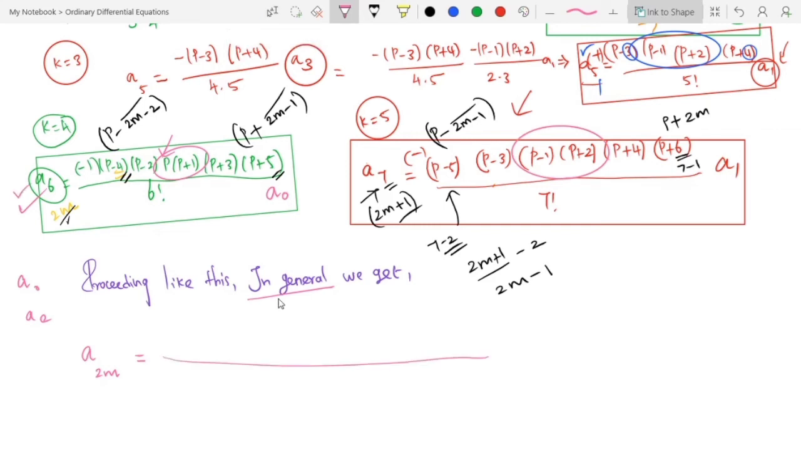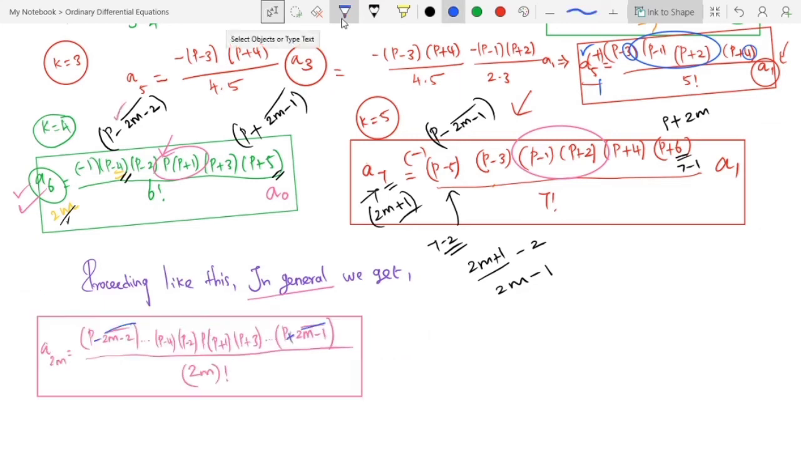General representation of A suffix even number, that is A suffix 2m is equal to P of P plus 1, right sign P plus 3 and so on, to we have to stop it with P plus, if it is 2m, that is 2m minus 1. Okay. Left hand side, subtracting 2, P minus 2, P minus 4 and so on, P minus 2m minus 2 as explained already here.